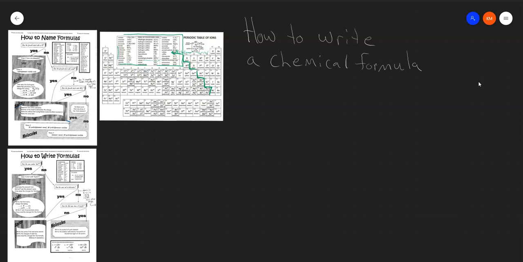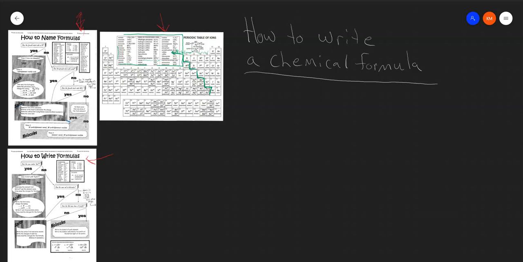In this video, we're going to talk about how to write chemical formulas based off of names. So we're going to be using the same chart, except we're using this one here, how to write formulas. And we're going to be utilizing our ion chart again as well. All right, so let's get started.